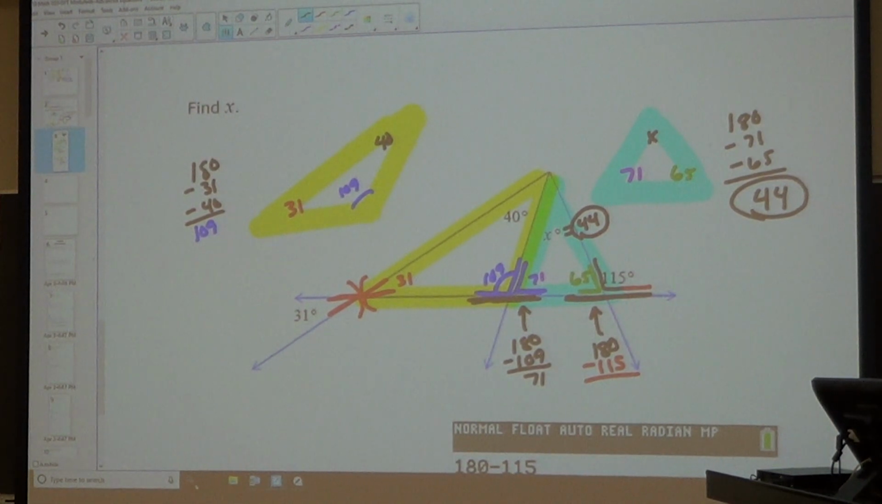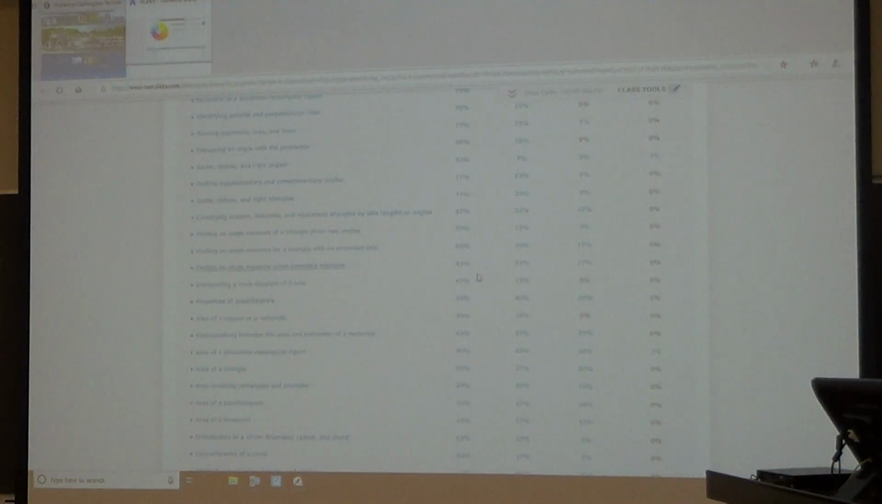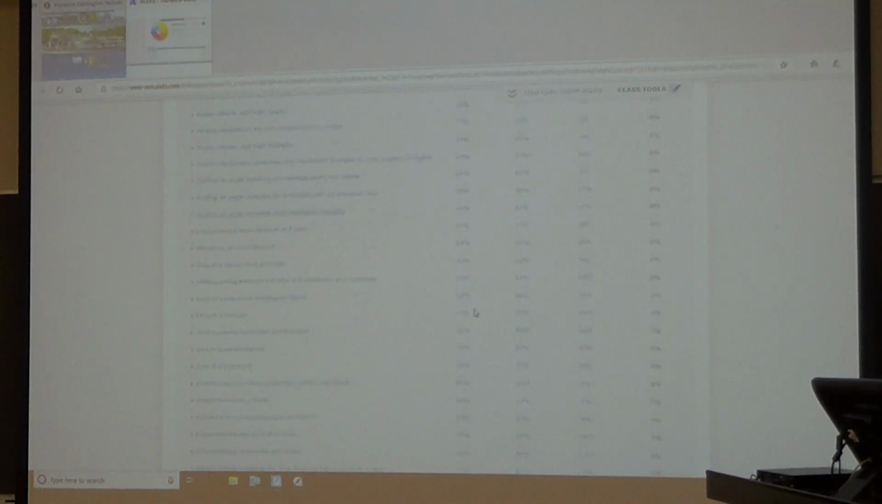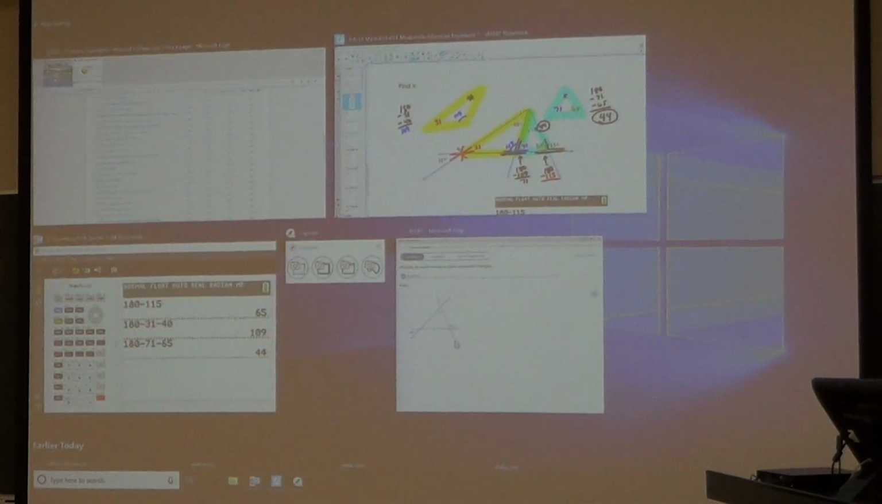Now, for those of you who just came in, a lot of us are still in Module 3. So what I'm doing is I'm going over the lowest percentiles in Module 3. The lowest percentiles is what I'm looking at.